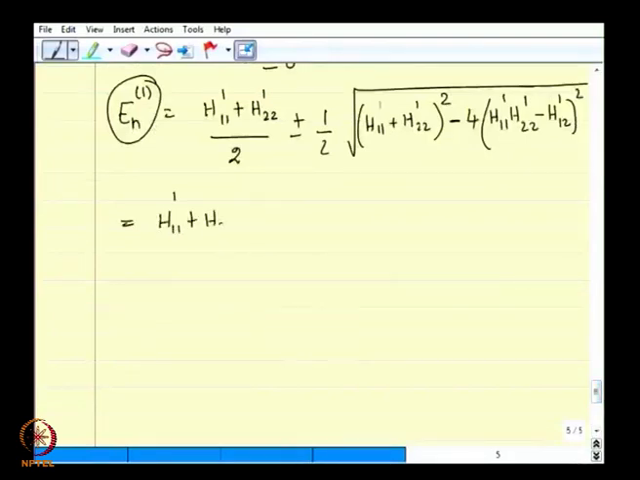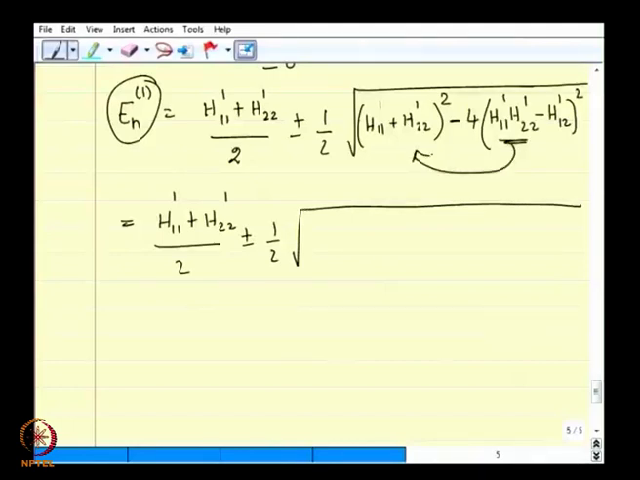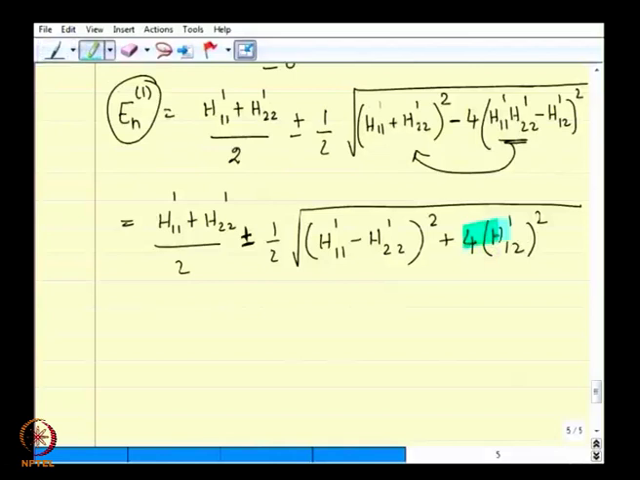H11 plus H22 by 2, plus or minus 1 by 2 square root. You can take this in here to write this as H11 minus H22 whole square plus 4 H12 square. Okay. So you have two eigenvalues given by the plus and the minus, and if the perturbation was not there, this is 0, H12 is 0. You see the correction, how it appears? It appears as that inside the square root.